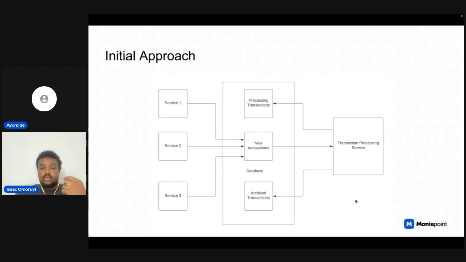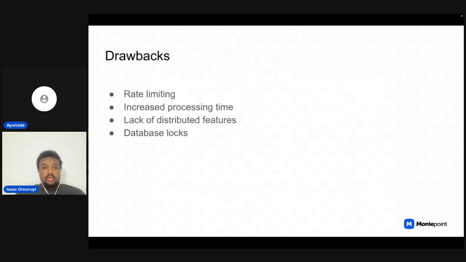This worked well for a while, but then we were trying to scale and experiencing some issues. So that's when I go to the drawbacks that we're experiencing with this implementation. Because we're doing rate limiting, we had to pick a particular batch at a time, which could lead to increased processing time. Then since we're using a traditional relational database management system, it lacks a distributed feature in the sense that we could not really scale horizontally. So if we have millions of transactions, we could be experiencing issues because we can't scale horizontally.